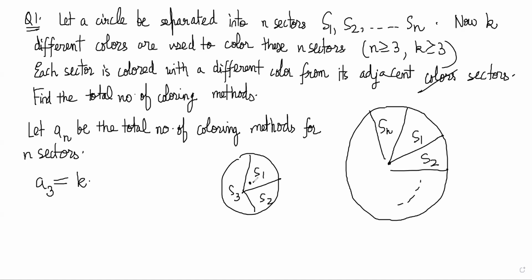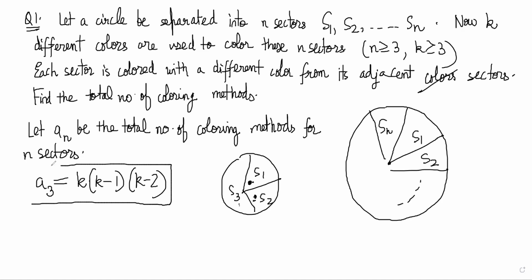And then once you have fixed a color for the first sector, for the second sector you only have k minus 1 choices. And for the third sector, you cannot use the color of this and you cannot use the color of this. So technically 2 colors are gone because the third sector is adjacent to both S2 and S1. So you have k into k minus 1 into k minus 2 basic choices. So for A3, the value is k into k minus 1 into k minus 2, right?